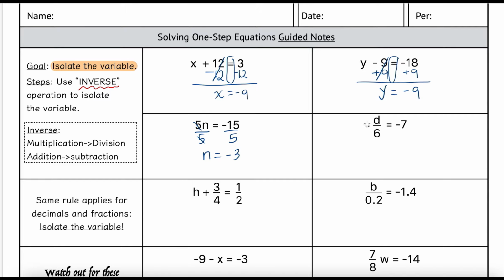In this equation, we have negative d divided by 6. So we want to multiply by 6. However, we also want to get rid of that negative, so we have to multiply by negative 6. Same to the other side. Then the negatives will become positive and the 6 will simplify. So d is equal to 42.